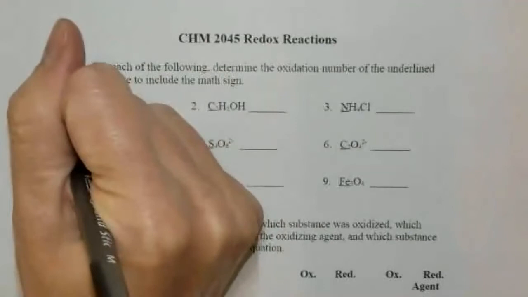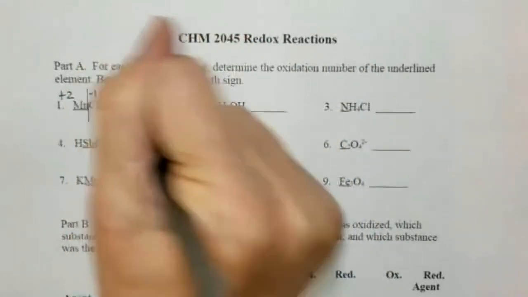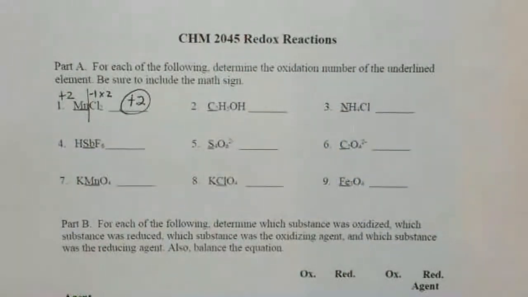So if I were going to name this, I would say manganese 2 chloride. So the charge on the manganese is +2. In that case, the charge and the oxidation number, they're the same thing, right? So when we were calling it a charge and getting the Roman numeral, now we're calling it an oxidation number, same thing.